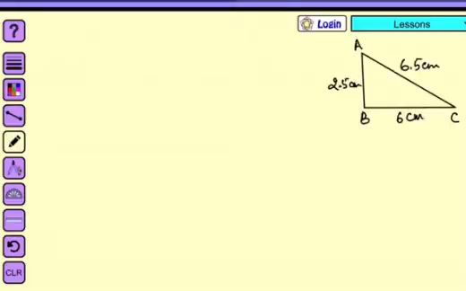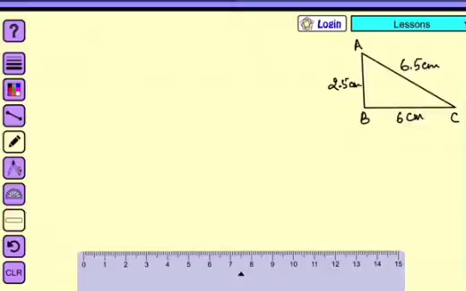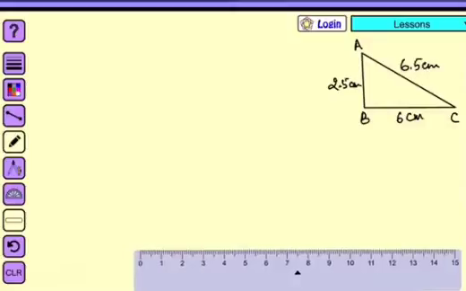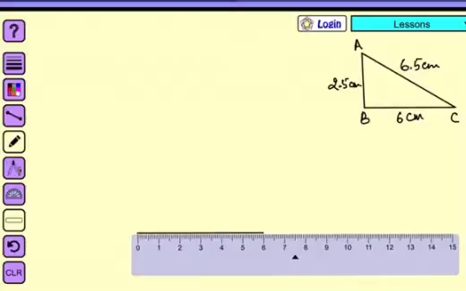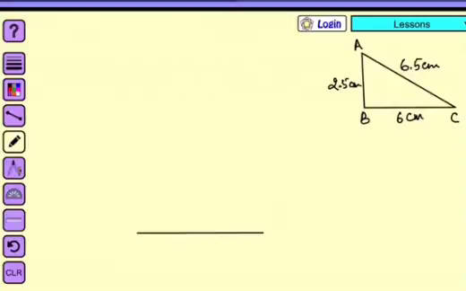This is our imagination. So to start off construction, the first step would be to draw a line segment BC, that is the base line which we have taken. So BC would be 6 centimeters. So I'll just draw 6 centimeters. So I'll name this B, and C, which is 6 centimeters.